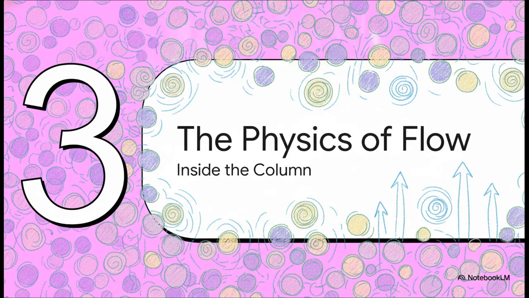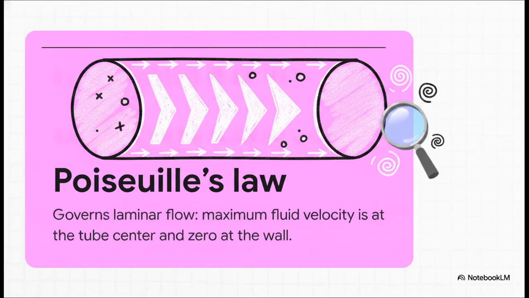Section 3. The physics of flow inside the column. Okay, let's zoom way in on the actual physics governing this microscopic environment. The movement of the fluid inside that tiny column follows a principle called Poiseuille's law. This law basically dictates the nature of laminar flow. You see, in a tiny tube, the fluid doesn't just rush through all at the exact same speed like a solid block. Actually, the velocity of the mobile phase is at its absolute maximum, right in the very dead center of the tube. As you move outward toward the edges, friction starts taking over, and the velocity rapidly drops to 0 right at the wall.